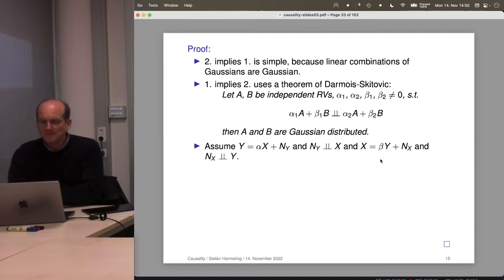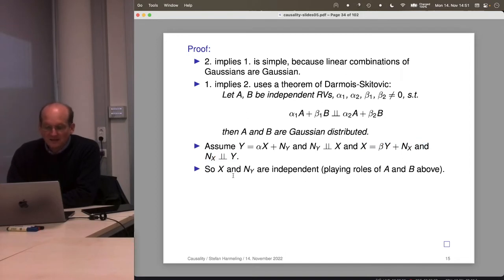So now how can we use it? Let's assume for the forward direction we have a LiNGAM model with the independence, and for the backward direction we also have this model with the other independence. So let's get started. x and ny will play the roles of A and B in the theorem. So first of all, A and B must be independent. That's given from the assumption that we have a LiNGAM model, and y and x are independent of each other. Next, we have to construct this independence over here, and that is constructed by taking this one as a starting point and then plugging this expression in.